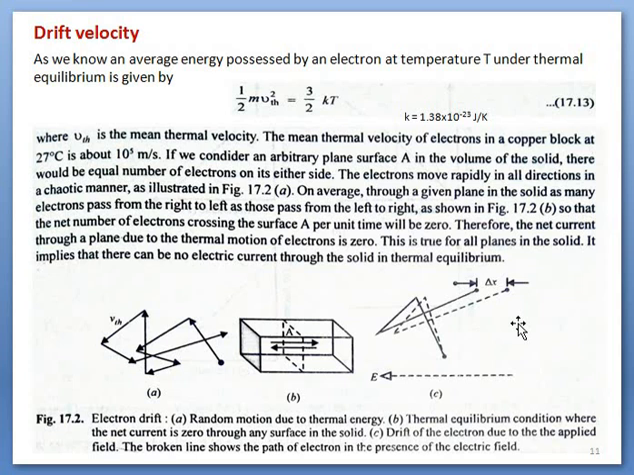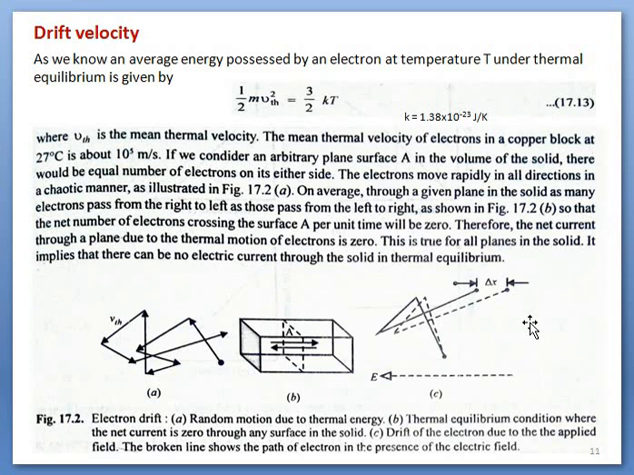we have a resultant motion of electrons opposite to the electric field. That movement or resultant motion is called drift, and the velocity is known as drift velocity. And the current produced due to that drift is known as drift current. And the process is known as the conduction process.